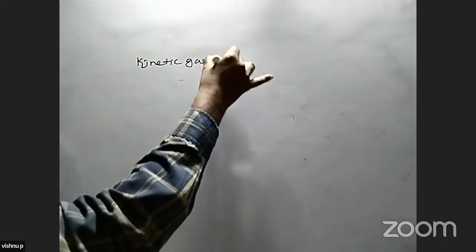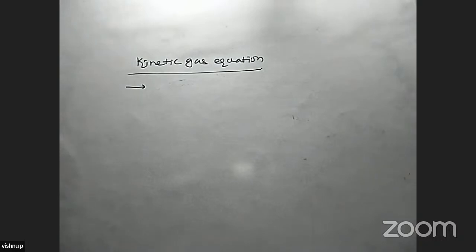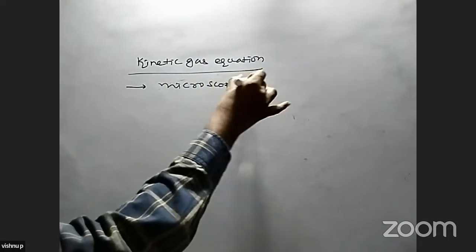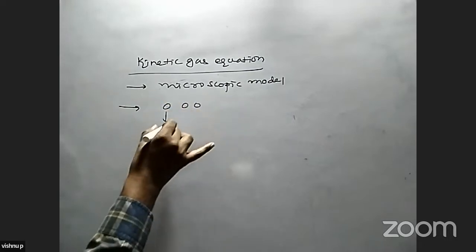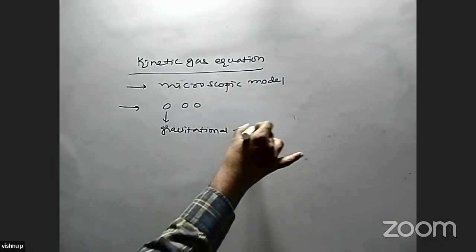After that, next is the kinetic gas equation. The kinetic gas equation is applicable to ideal gas only, proposed by Maxwell and Boltzmann. What are the important postulates of the kinetic theory of gases? It explains the microscopic properties of gases; it is also called the microscopic model. According to this kinetic gas equation, gaseous molecules are not attracted by gravitational forces. So there are no gravitational forces on gas molecules.